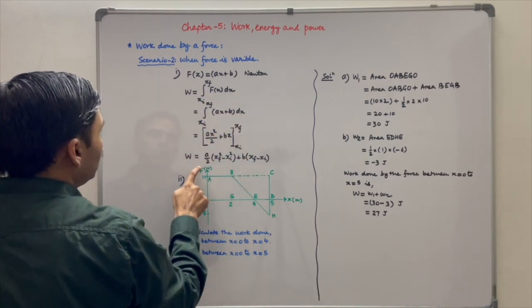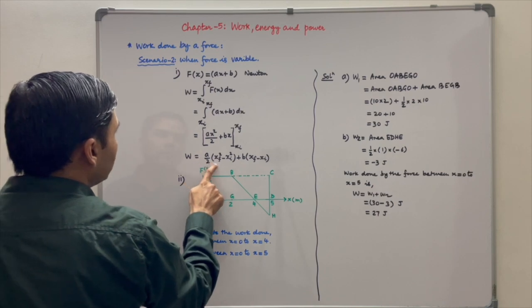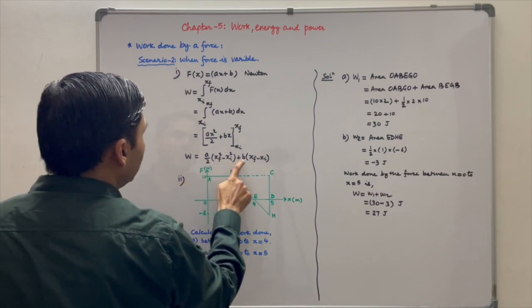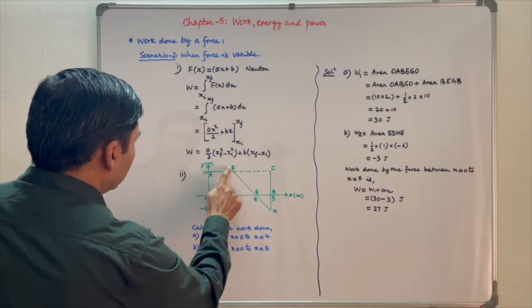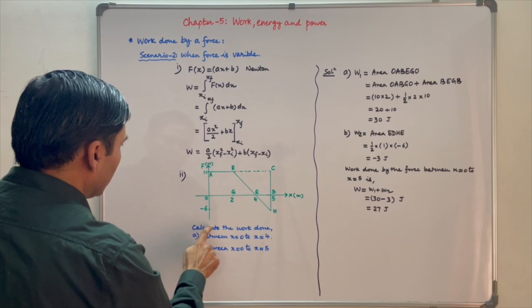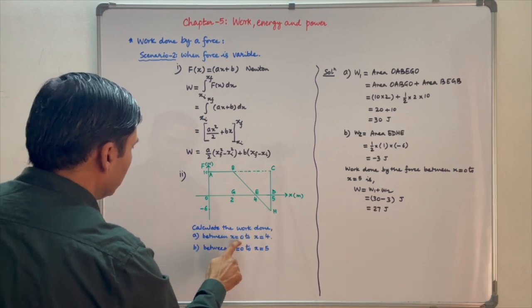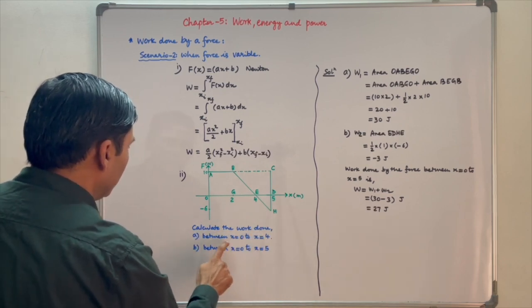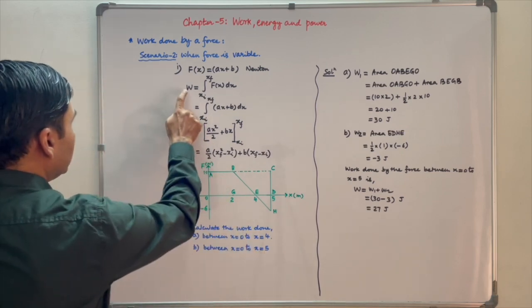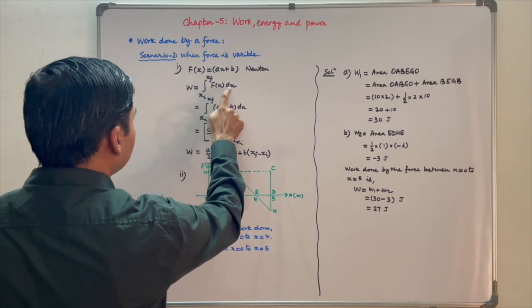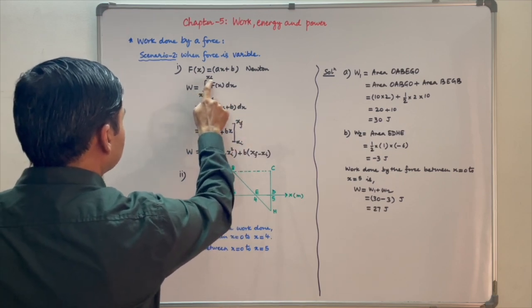That comes out to be equal to a by 2 into xf square minus xi square plus b into xf minus xi. Suppose force displacement graph is given and we have to calculate the work done between x is equal to 0 to x is equal to 4 and between x is equal to 0 to x is equal to 5. Work done W is equal to integration of Fx dx from xi to xf.